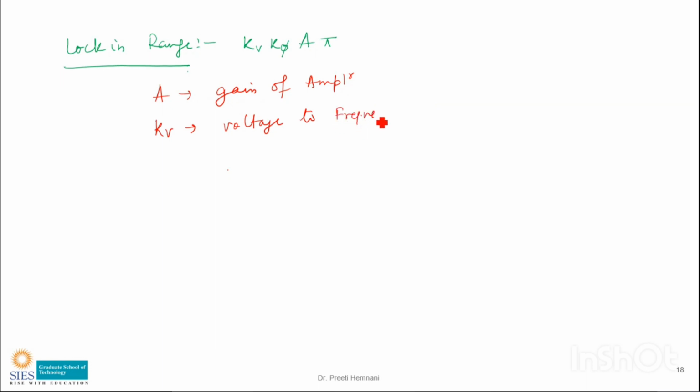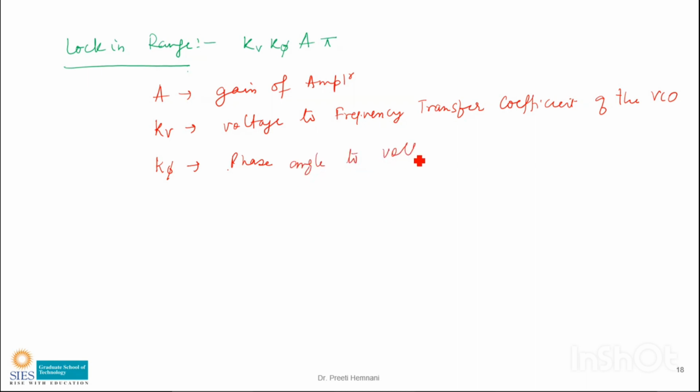I'll write it clearly. Frequency transfer coefficient of the VCO, and K phi is the phase angle to voltage transfer coefficient of the phase detector.